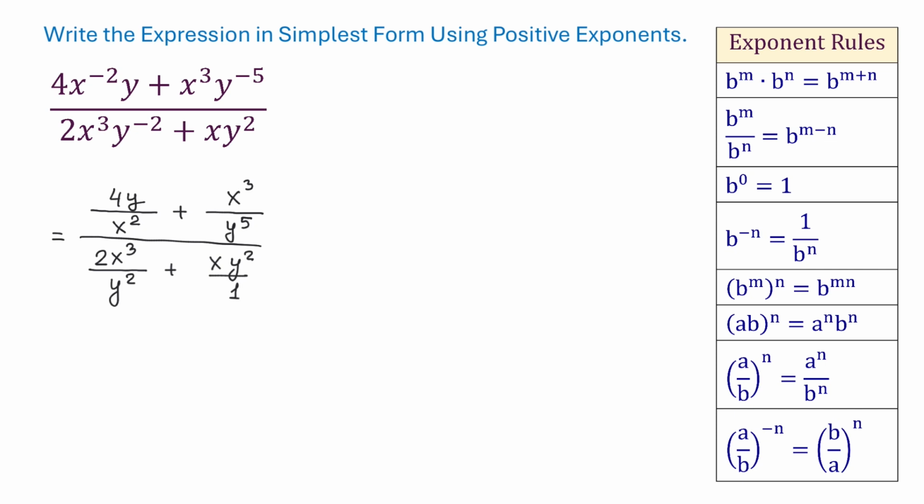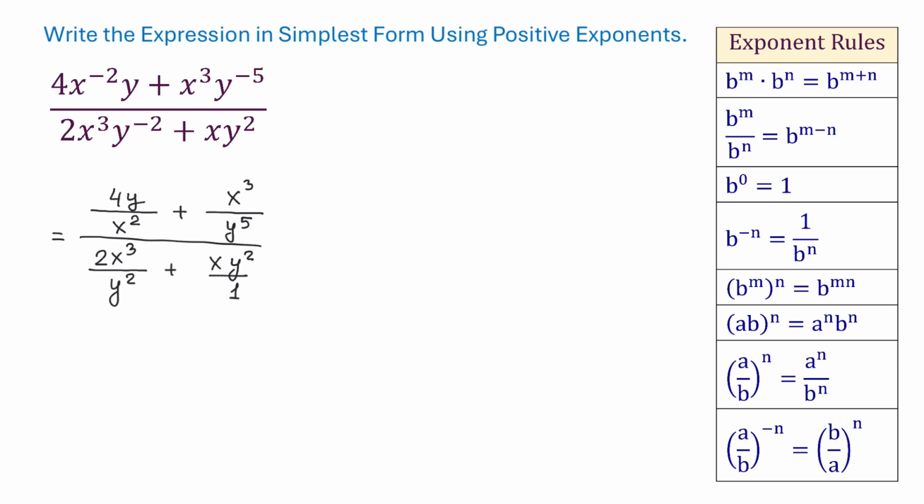So now we can say that we have a complex fraction with 2 fractions in the numerator and 2 fractions in the denominator. And to simplify a complex fraction, first we need to find the least common denominator of all 4 fractions, then multiply the top and the bottom by the least common denominator. The denominators we have now are x squared, y to the 5th power, y squared, and 1.